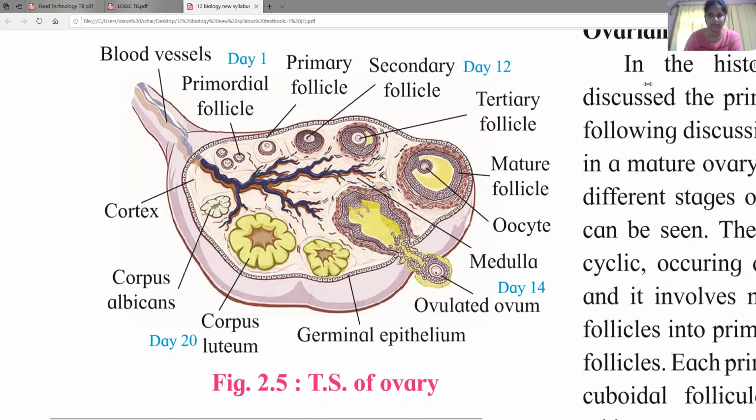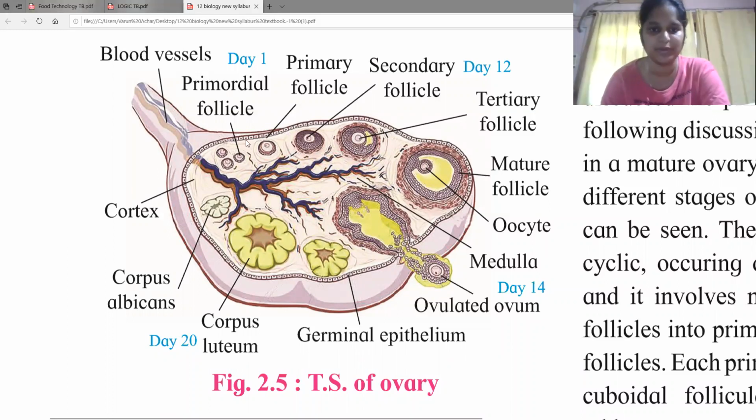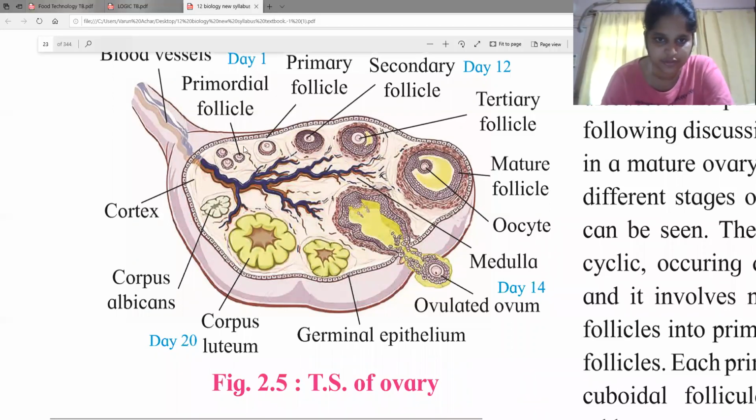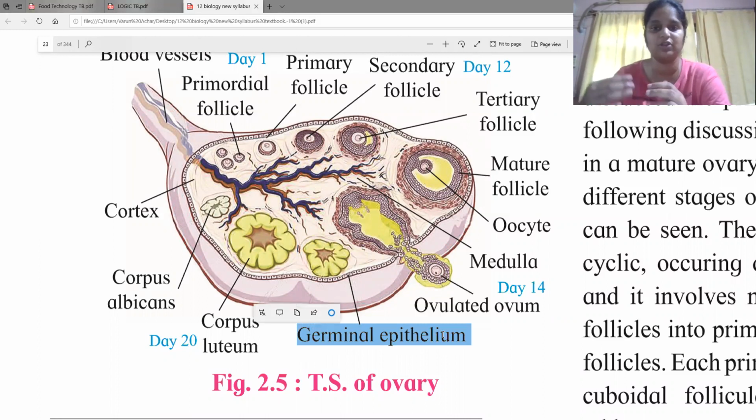In here, what we can see is, first of all, a lining of cells on the outermost border of the ovary. This lining of cells, just like it was in the testis, is the germinal epithelium. We have already studied the gametogenesis process, that is, we know how an ovum will be formed from the primordial follicle cells or the germinal epithelial cells.